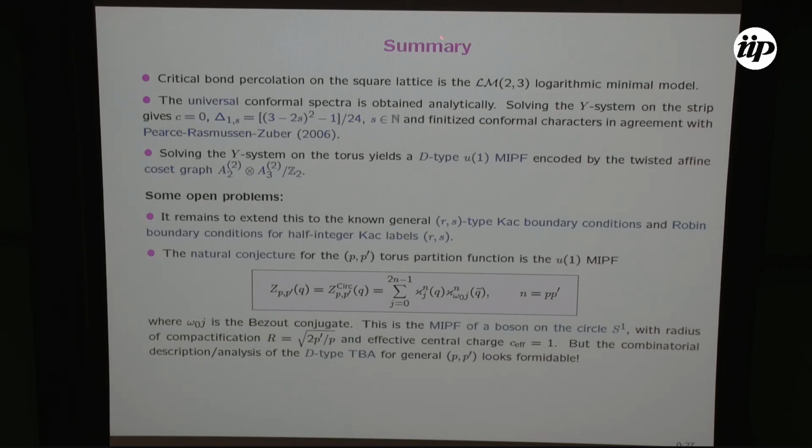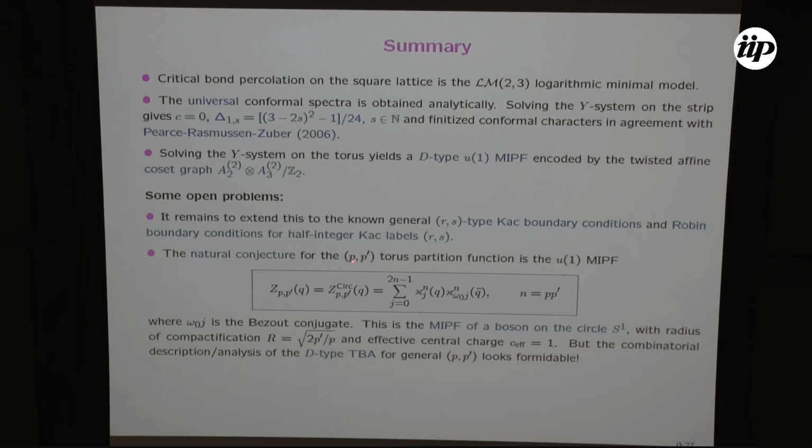But there are some remaining open problems. We only looked at the case r equal to 1, corresponding to the first column of the Kac table. It would be very interesting to look at the general (r,s)-type Kac boundary conditions, which are all known, and to reproduce the finitized characters in that situation. Similarly, there are known Robin boundary conditions which lead to half-integer values for the Kac labels r and s, and it would be interesting to look at those boundary conditions as well and solve the TBA equations and so on.